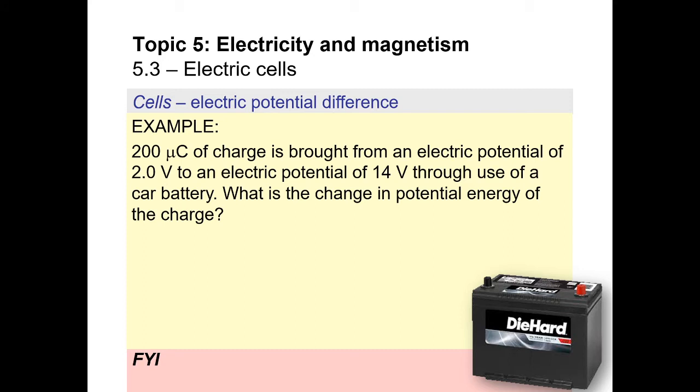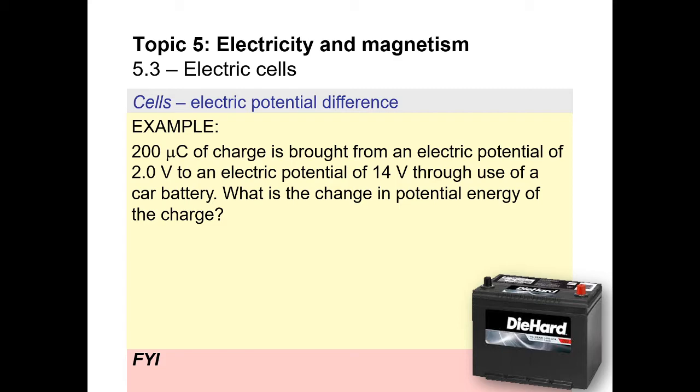All right, let's try this example. 200 microcoulombs of charge, and so this symbol mu, remember it means micro, is brought from an electric potential of 2 volts to an electric potential of 14 volts through use of a car battery. What is the change in potential energy of the charge?